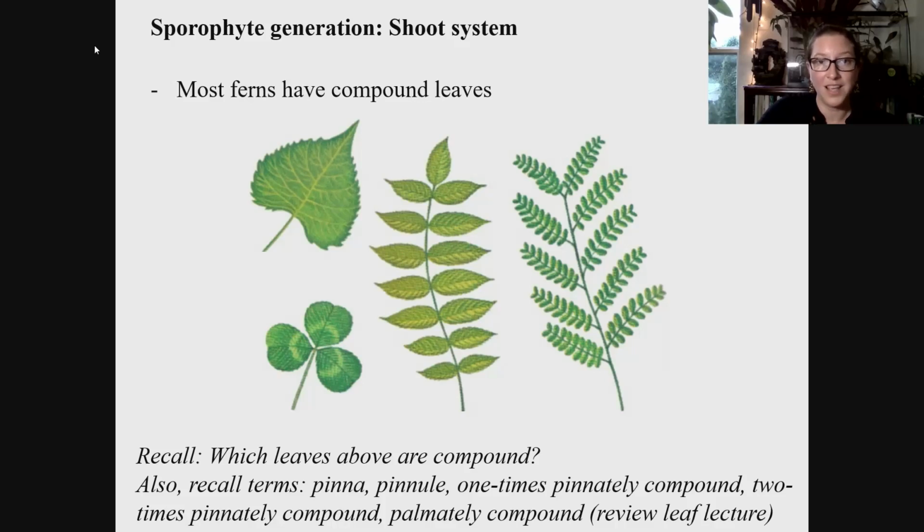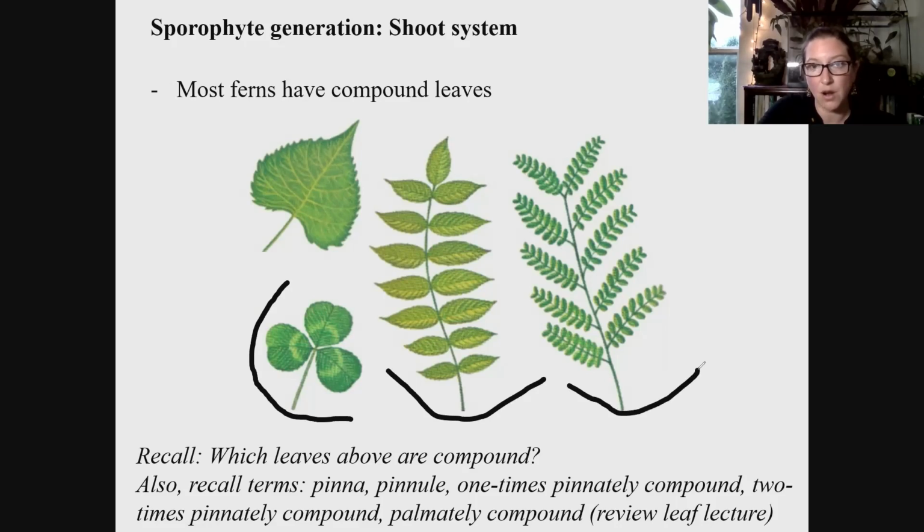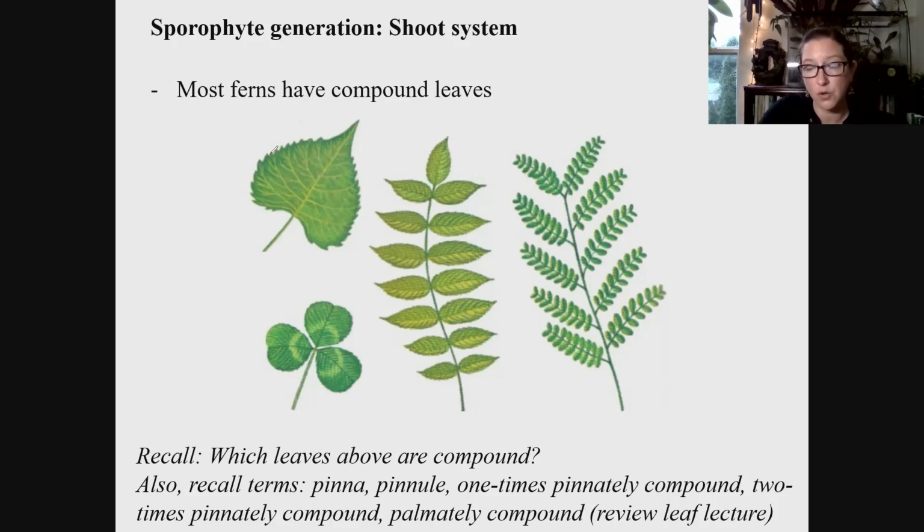So hopefully you are able to determine that all these leaves are compound leaves, whereas this one is a simple leaf. If you don't know why, go back to your notes in the leaf lecture. And also recall these other terms from the leaf lecture: pinna, pinnule, 1 times pinnately compound, 2 times pinnately compound, palmately compound, etc. If those terms are not familiar to you, go back to that leaf lecture.